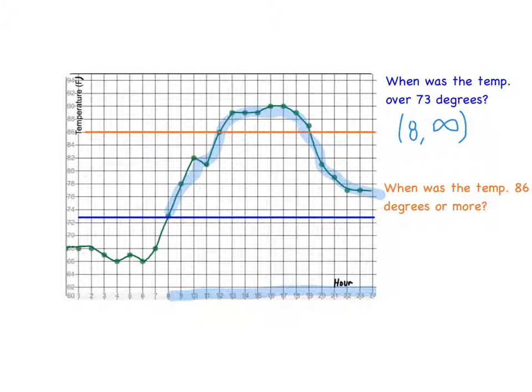So at 8, it got to be 73 degrees, so then after 8, it was above 73 degrees, and then forever going on, it would be above 73. So from 8 until forever.